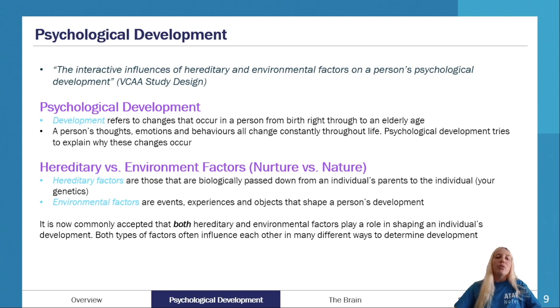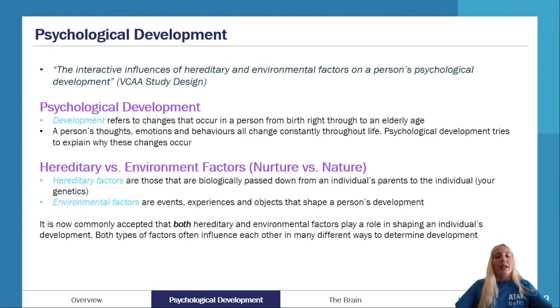Okay, so first of all, what is psychological development? Development refers to changes that occur in a person all the way from their birth right through to an elderly age and their death. So we develop our whole lives. It's not just about the concept of growing up, it's how the person changes throughout their life from birth to death. So a person's thoughts, emotions, and behaviors will all change constantly throughout their life. There may be more changes happening, say, during childhood and puberty. However, it is a lifelong process, even if it slows down, but we're always undergoing changes.